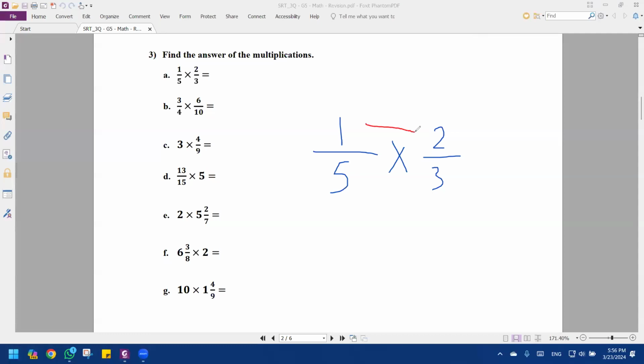We multiply numerators together, up times down, and we multiply denominators together. So here we will have 1 times 2 is 2. 5 times 3 is 15. Now we check, does the question say write it in simplest form? No, it doesn't say. So we only do the multiplication. Now for the first one, it's 2 over 15.